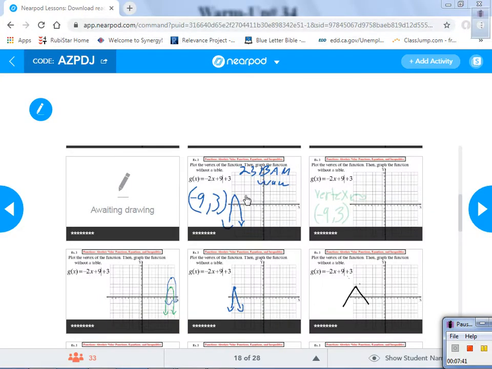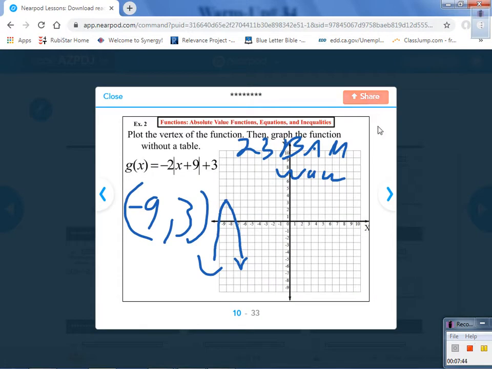Correct answer. Why is it upside down? Because it has a negative. 2 stretches it, and it's 9 steps to the left and 3 steps up. 9 to the left, 3 steps up. Angela, you got something like that? Okay.